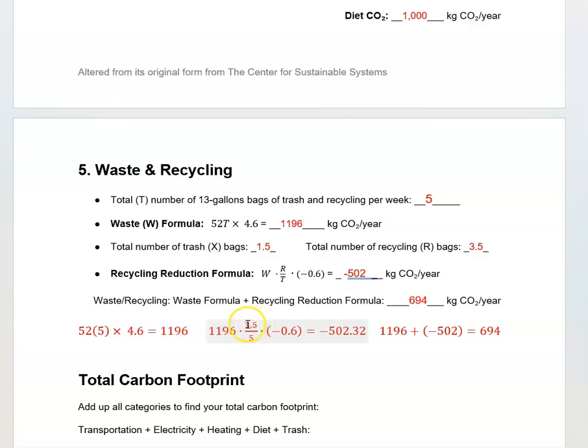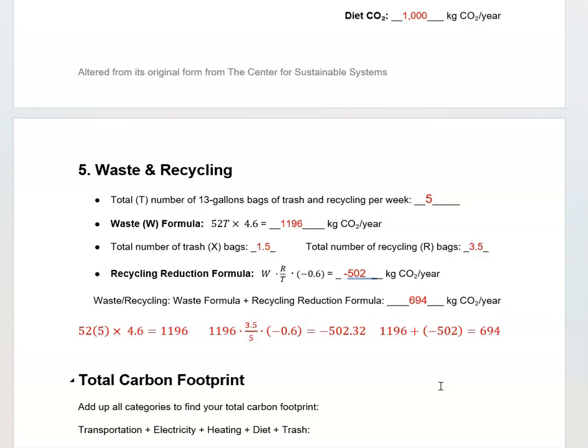And then my recycle bags is 3.5 out of 5. So I have a total number of bags 5, and 3.5 of that is recycling. And then I multiply that by negative 0.6 to get negative 502, rounded to the whole number. So that's how I got that number. And then to get the final number here, I take my original waste number, 1196, and I add on the negative number that I got here, and that's how I get 694 for my CO2 output from trash and recycling.